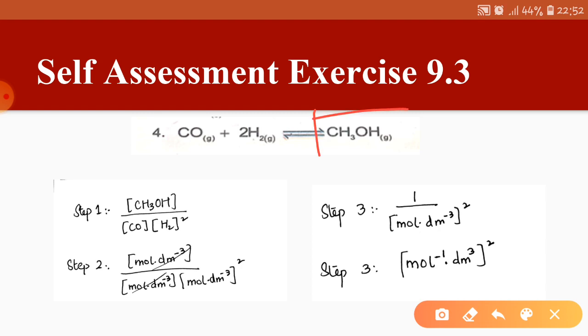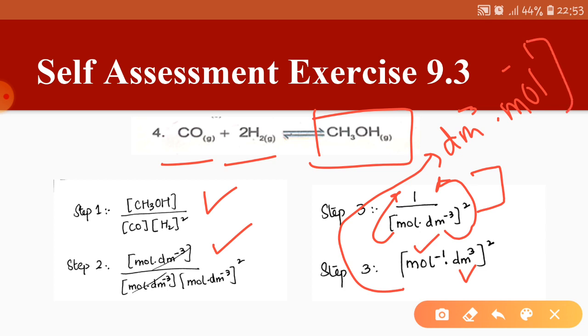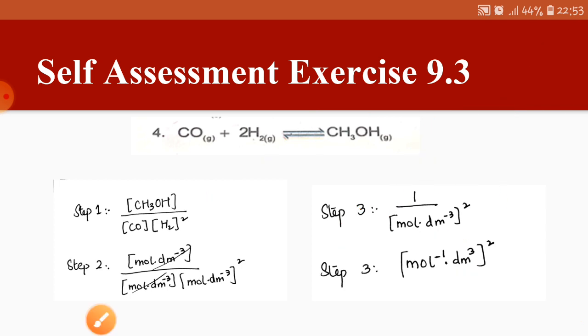Now another example is the formation of methanol from hydrogen gas and carbon monoxide. We first wrote the equilibrium constant expression, then incorporated the units within the concentration terms, and after simplifying we get 1 over mole per decimeter cube raised to power 2. When the moles come in the numerator, it becomes per mole, and per decimeter cube becomes decimeter cube, or you may write this as decimeter cube per mole raised to power 2.